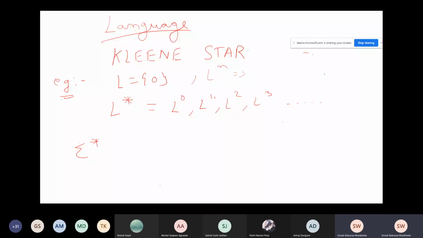And it is infinite. We will get infinite values here. The values can be written as epsilon, since it is L raised to 0, then 0, then 00, then 000, and so on. So this is the Kleene star operation. Kleene star is denoted by L raised to star.